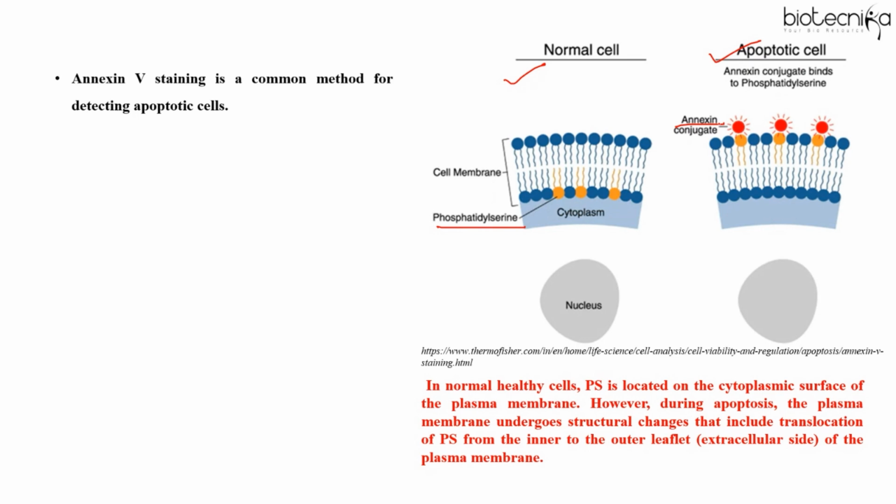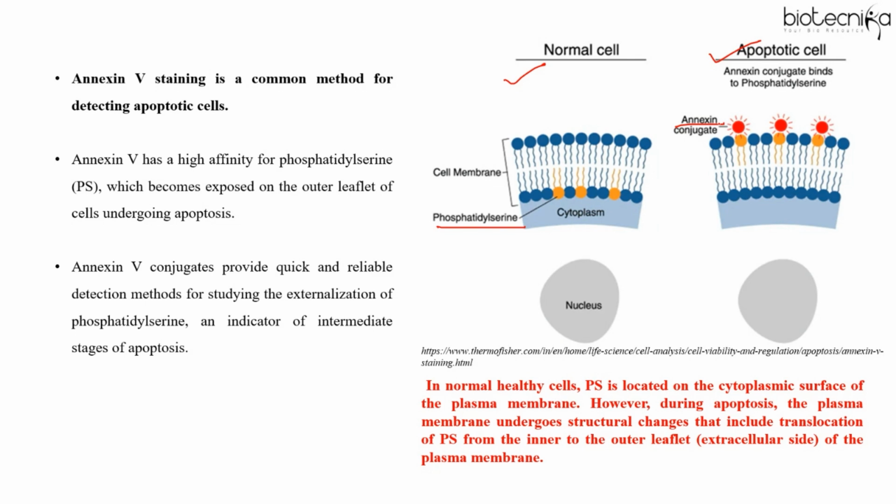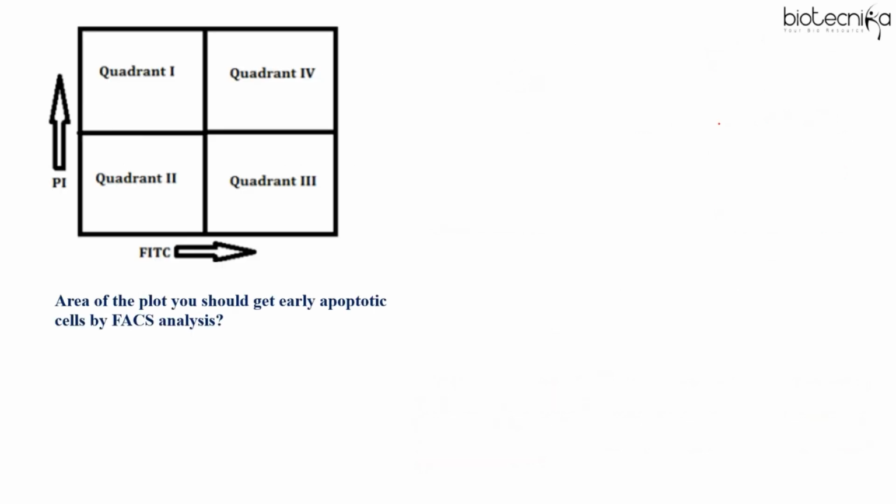So annexin 5 staining is a very common method for detecting apoptotic cells. They have high affinity for phosphatidylserine. So in the case of apoptotic cells, when phosphatidylserine is exposed on the outer leaflet of the cell, then annexin 5 will bind to it. And it is considered to be a very quick and reliable detection method for studying externalization of phosphatidylserine, that is, when phosphatidylserine flips from the inner leaflet to the outer, and it's an indicator of the intermediate stage of apoptosis.